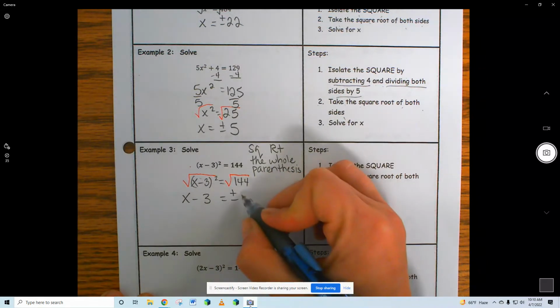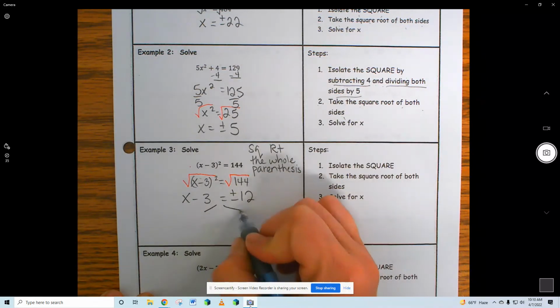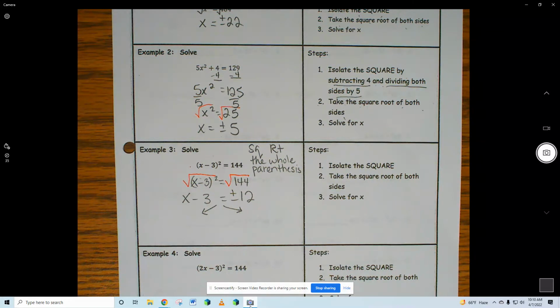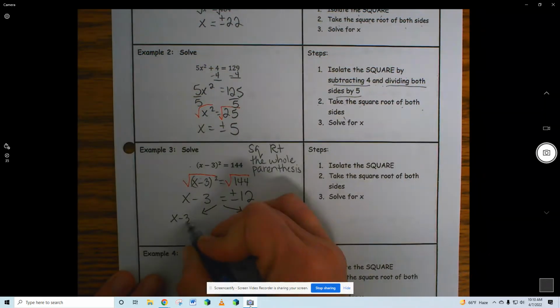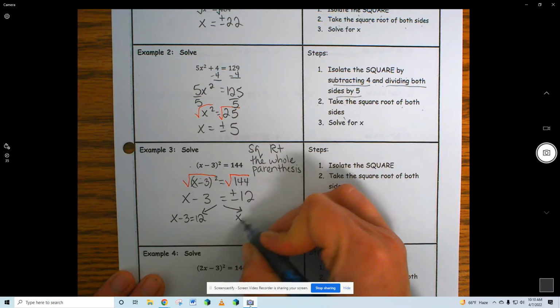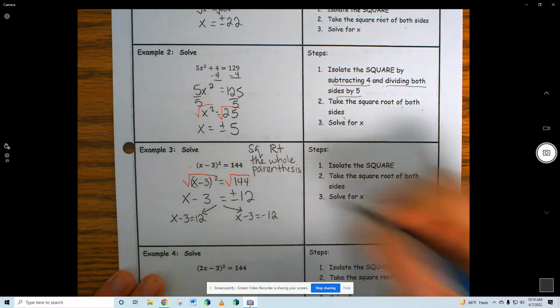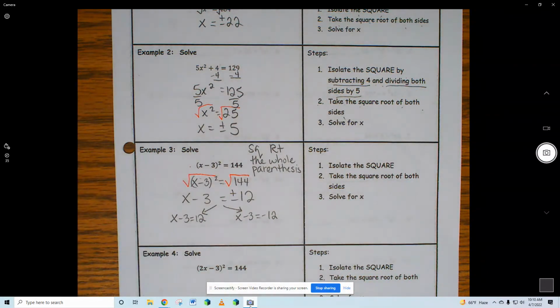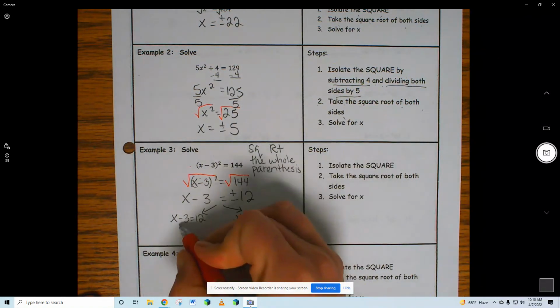Plus or minus 12. Hold up. I have two answers. I have a positive 12 and I have a negative 12. So I'm not done. So it's x take away 3 equals 12, and x take away 3 equals negative 12. You have to get two answers because I'm not done. That minus 3 has to get over. I want x alone. Add 3 both sides.